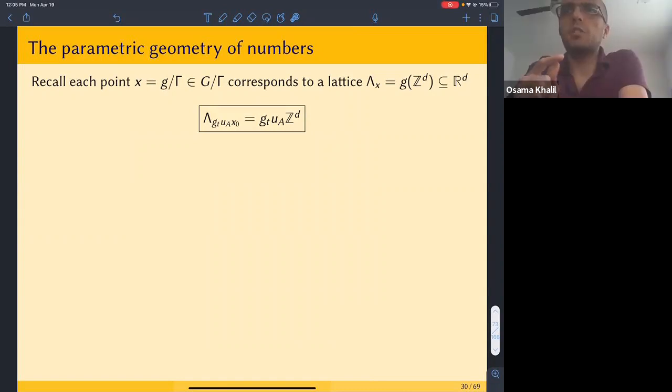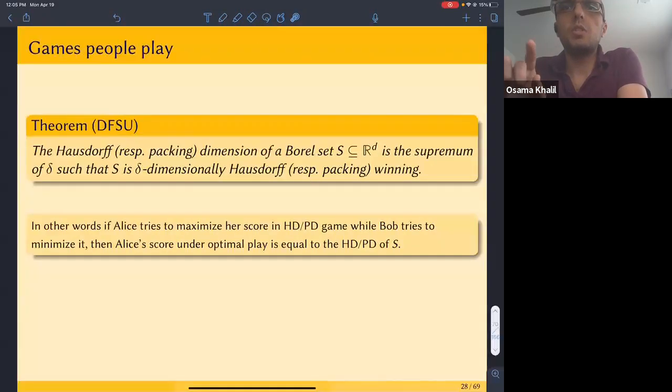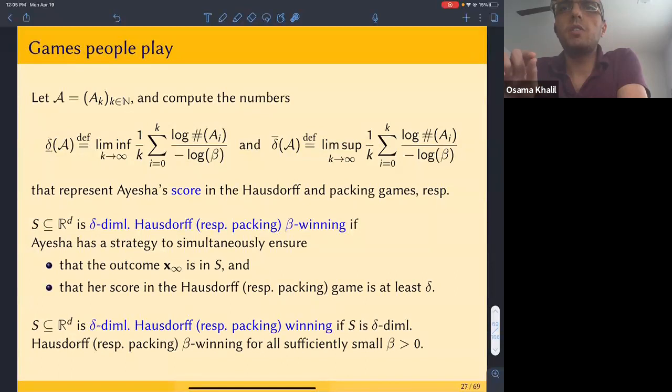Tushar, could I ask one question? Yeah, please. About the score, the way the score was calculated. These numbers of A_i, isn't it always 3? Because Aisha always picks 3 centers.